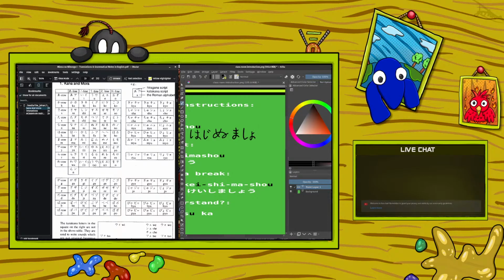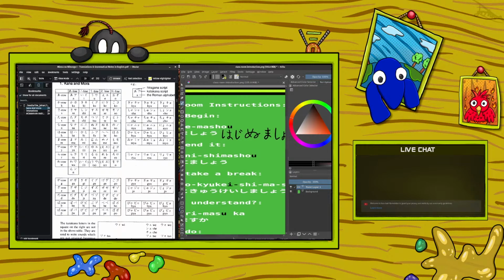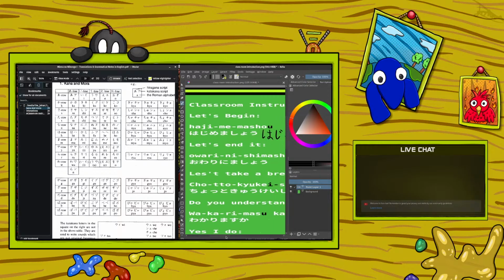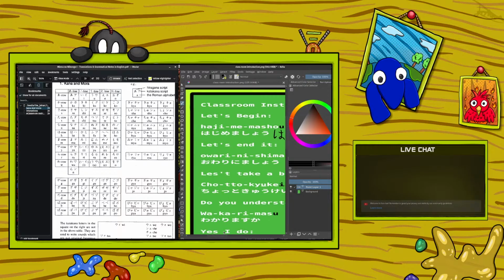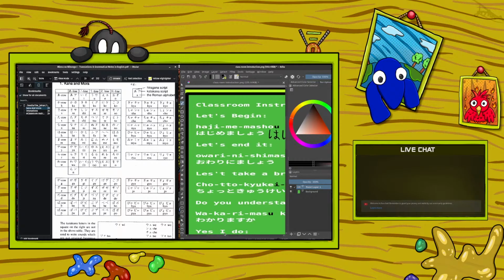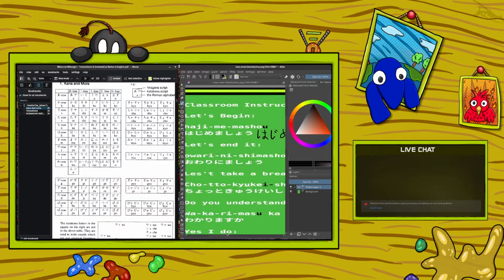So now we have masho, and then we need to go for the U. And the U is not pronounced, but it is placed in it anyway. And the U is that one. The stupid thingy. So there you go. Now we have, let's begin. Hajime, hajime masho. Masho. So now we have done that. Now let's go to, let's end it.